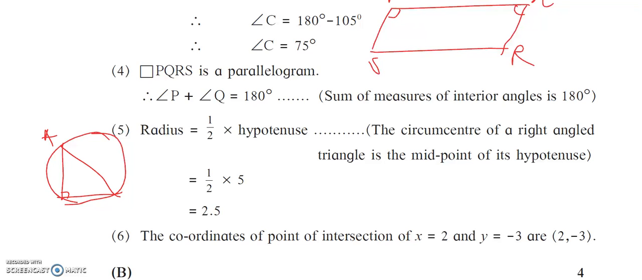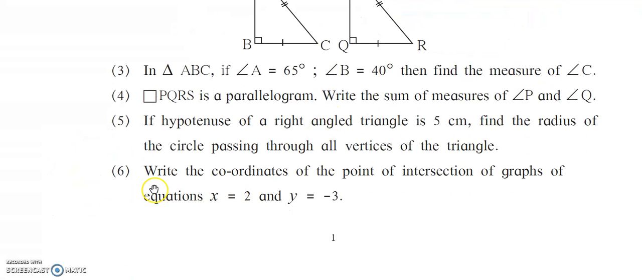This is the right angle triangle ABC. And now this is the center. AC is 5. Therefore, O is the center, and the radius is 2.5. Next question.